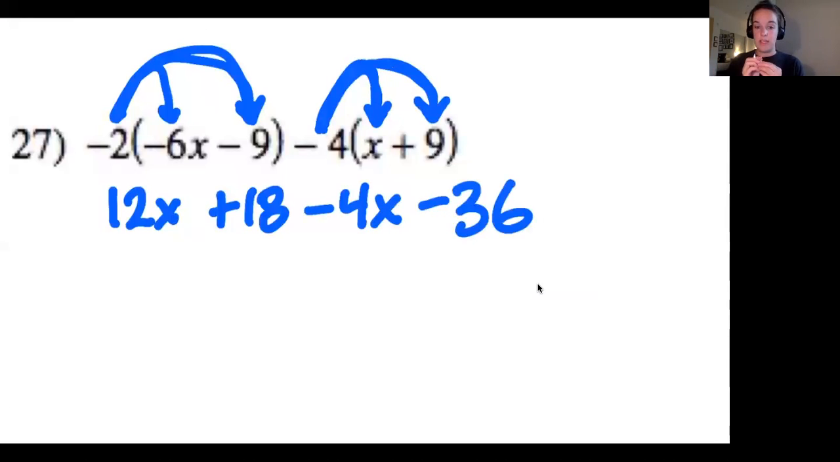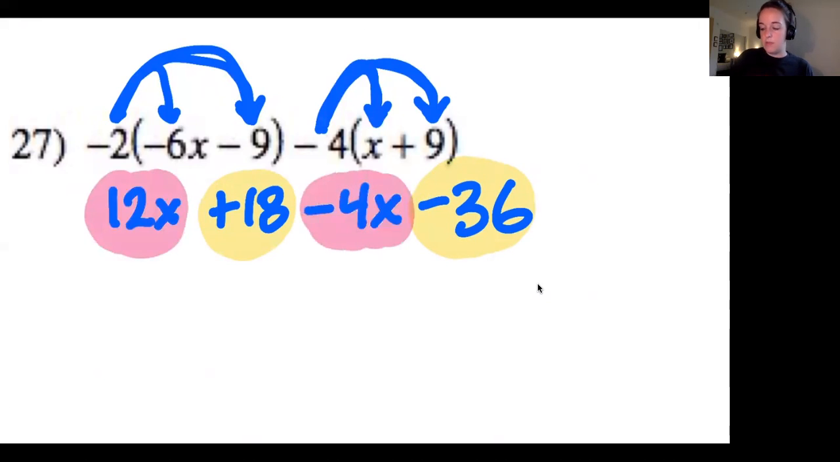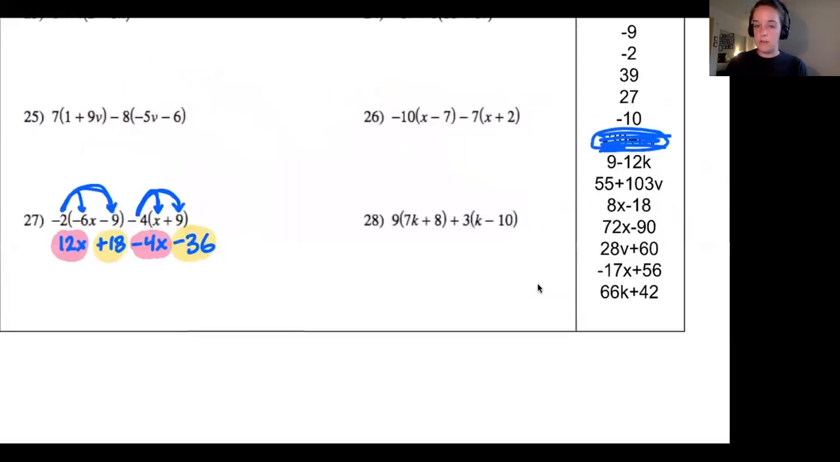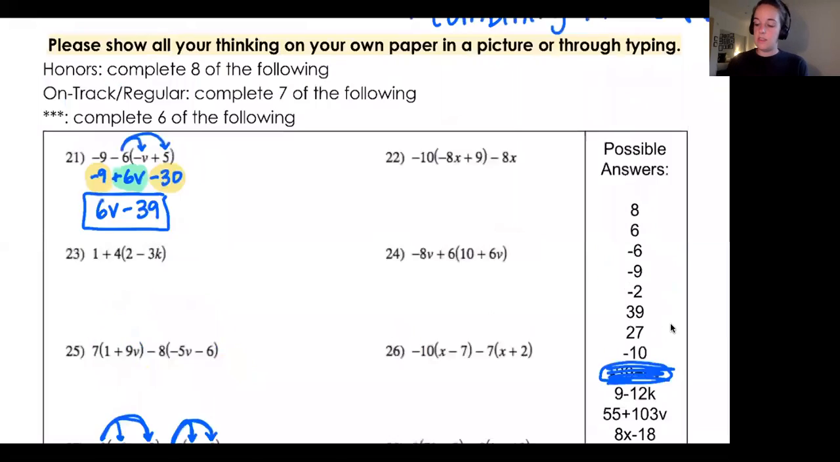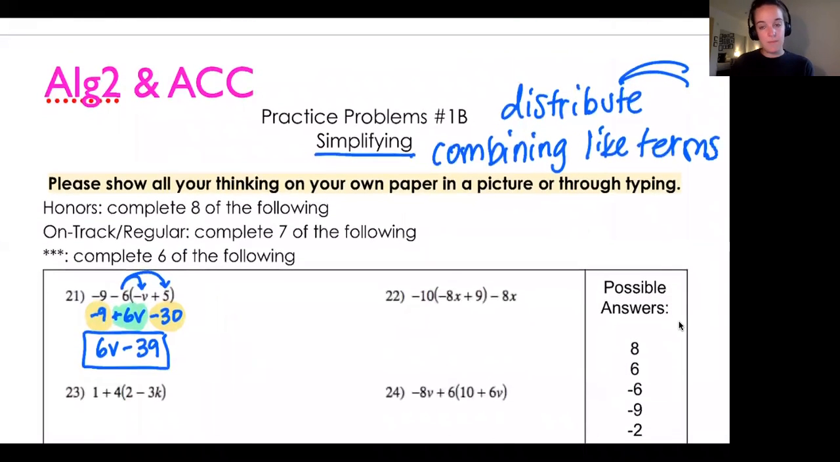And then you would combine your like terms just like you did before, with the numbers together and the variable terms together. Right, so you go ahead and combine them. You should find your answer over here. That is 1B.